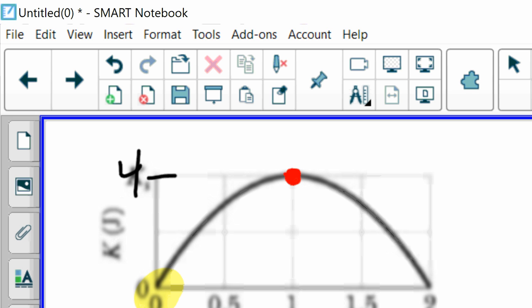So what do we know at x equals 1? Well, we know that our kinetic energy is 4 joules. So I've read a coordinate from the point. What else is important about that point, you guys? Yeah, the slope is 0. Yeah, the slope is 0.